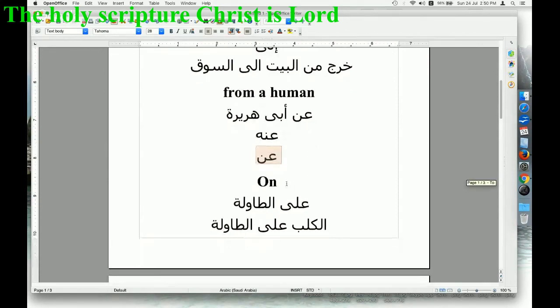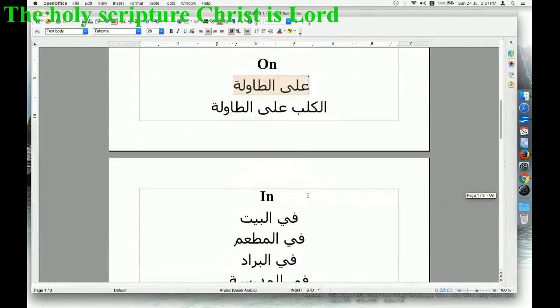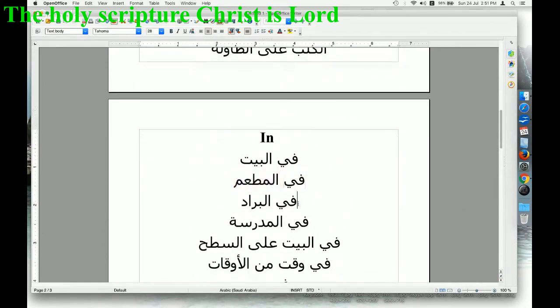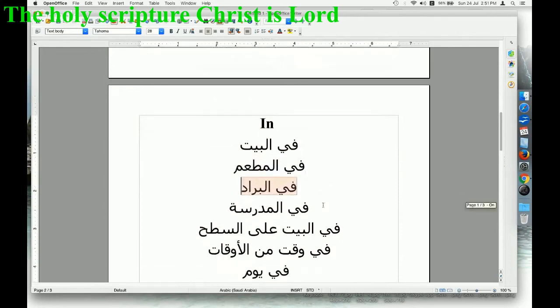Now we took على, which presents "on", and على is simply anything you want to put on something. على الطاولة. الكلب على الطاولة. In, which presents في: في البيت, in the house. في المطعم, in the restaurant. في البراد, in the refrigerator or the freezer. في المدرسة, in the school.